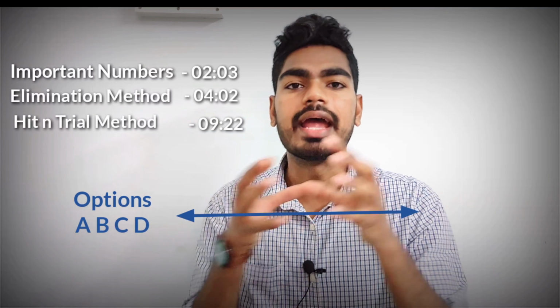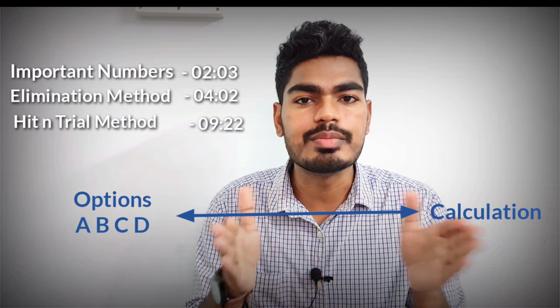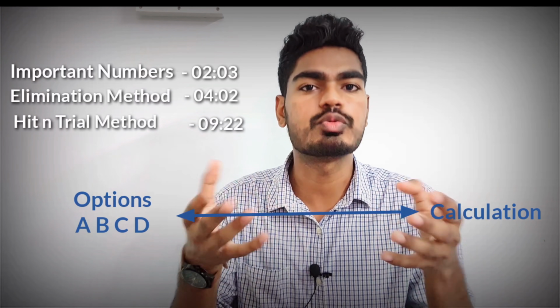That we are going to discuss in this video, starting with certain numbers and values that you should remember so that you can do faster calculations and save some time. Then we will discuss the elimination method and the hit and trial method. After taking a look at the options given to us and the calculation that we are doing, I am going to explain how to do elimination and how to use hit and trial.